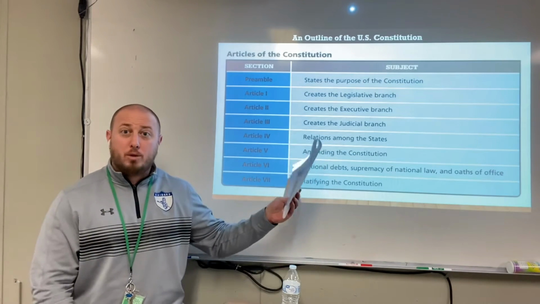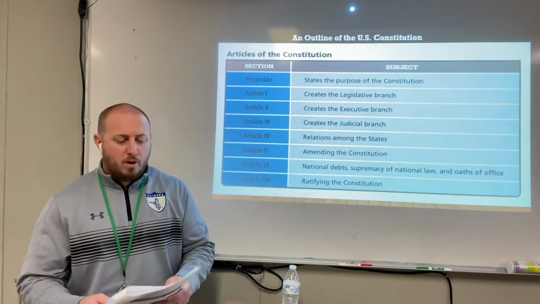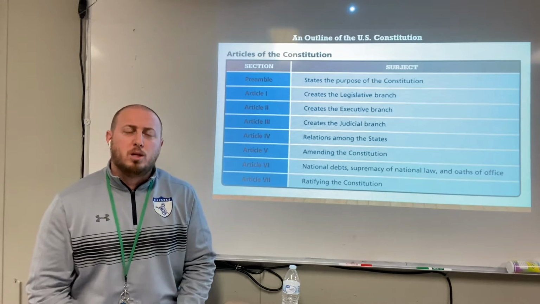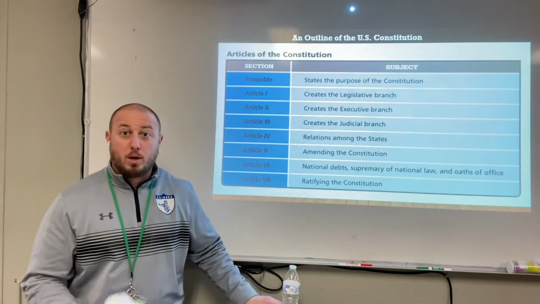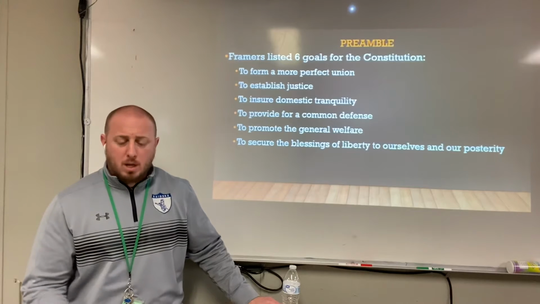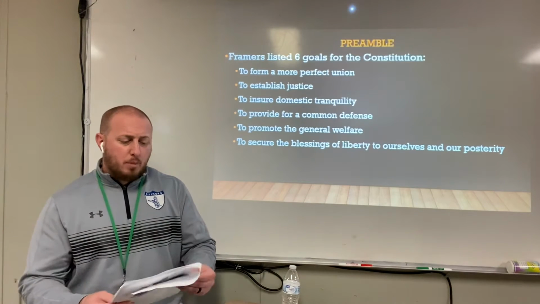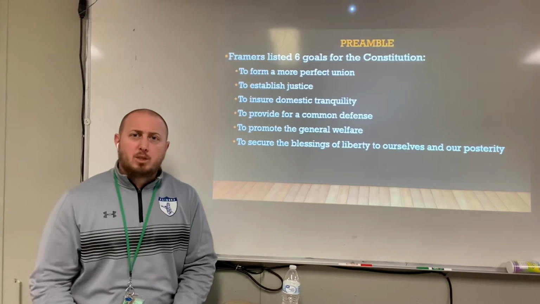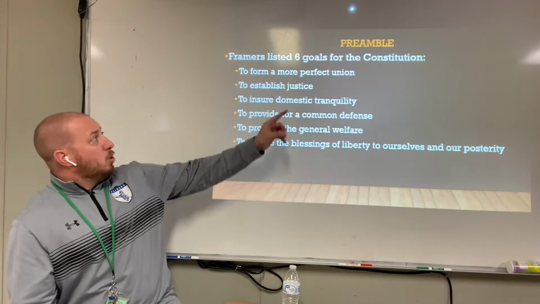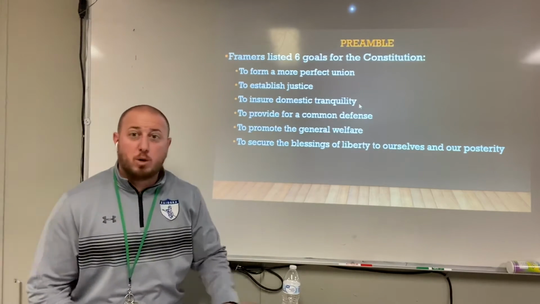I'm not going to go in on this. You can look at this for yourself. But there is a preamble, and then there are 7 articles to the Constitution that we are going to go over very quickly. But this chart is just a reference for you to come back to. The preamble lists 6 goals for the Constitution, so that's the first question on your notes.